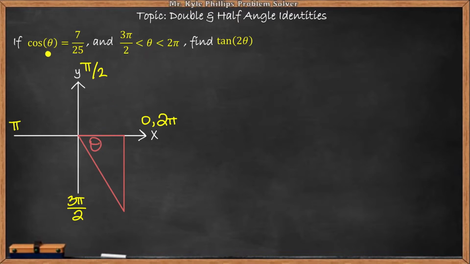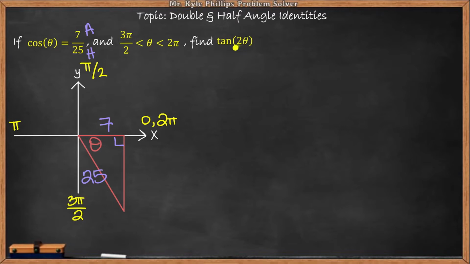Now, they tell us that cosine of theta is 7 over 25. Now, this is actually really helpful because we know what legs are used in a cosine ratio. It's the adjacent over the hypotenuse. So if I'm looking here at theta, this is my adjacent, so that's going to be 7. And this is my hypotenuse. Remember, the hypotenuse is always directly across from the right angle. So here, this is going to be 25.